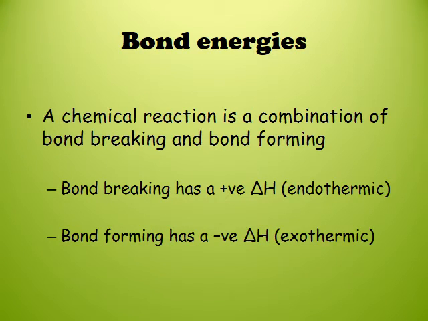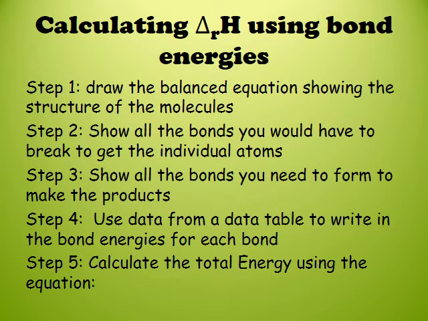So a chemical reaction is a combination of bond breaking and bond forming reactions. Bond breaking, from our last lesson, we learned has a positive change in enthalpy, endothermic, whereas bond forming is negative in terms of a change in enthalpy between the reactants and products, and that's exothermic. So you can calculate the change in enthalpy of a reaction using bond energies by 5 simple steps, which I'm going to go through in a worked example.